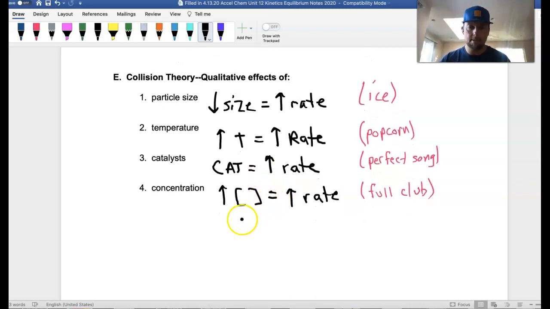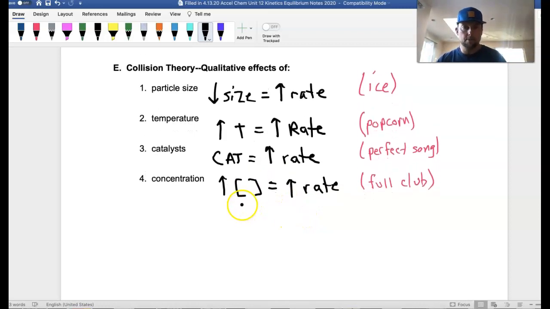Another somewhat appropriate example, maybe somewhat inappropriate, is that if you have a club that is full of people, the chances of those people finding their perfect match would be higher. Whereas if you have a club of 2 people, the chance of finding your perfect match would be really, really low. So the higher the concentration of people, the higher the rate of matchmaking or partnership.